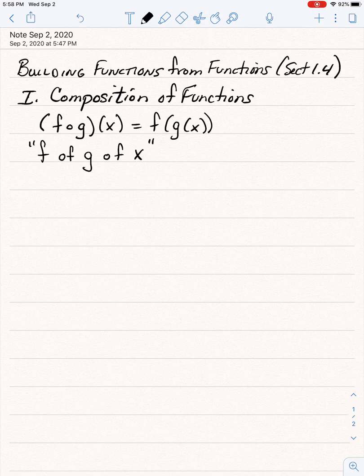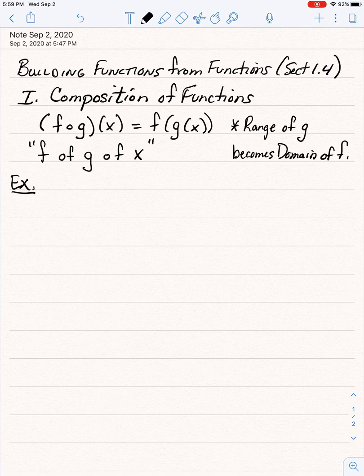As far as domain and range goes, something to note here is that the range of g becomes the domain of f. Okay, so let's look at a couple examples of what we're talking about here.